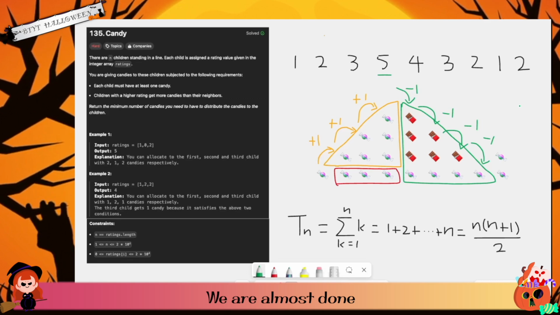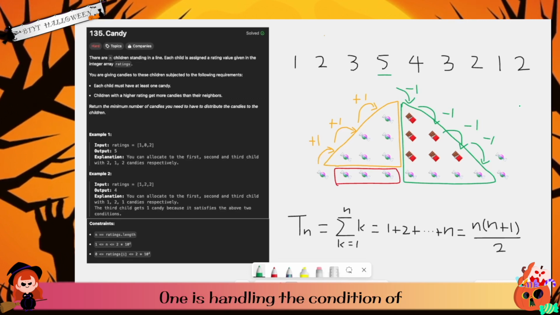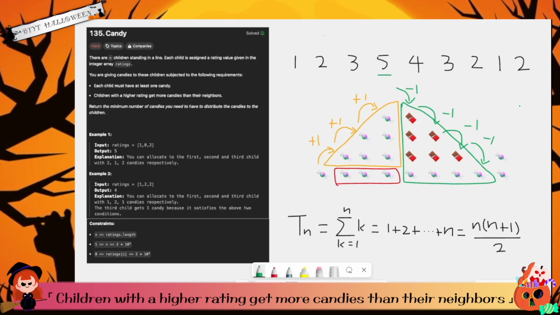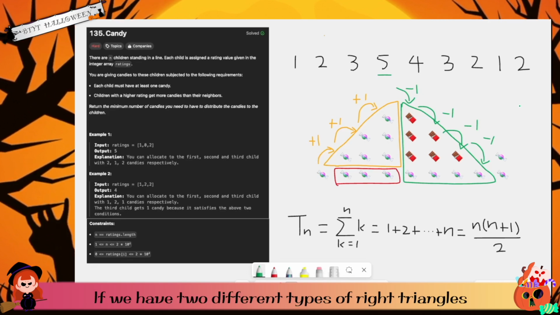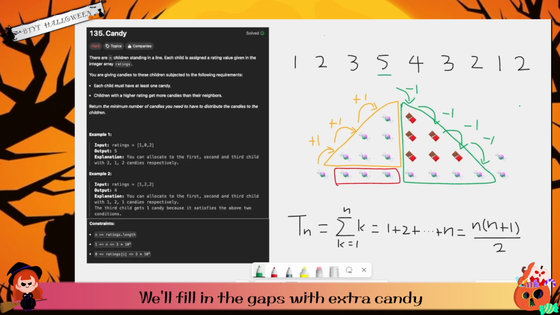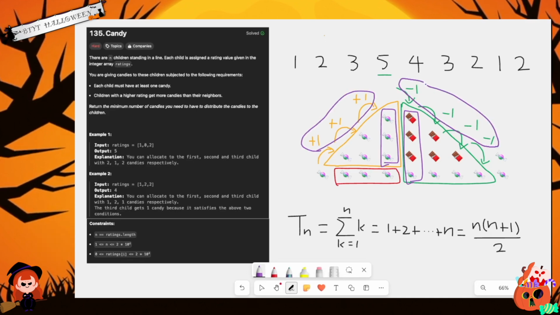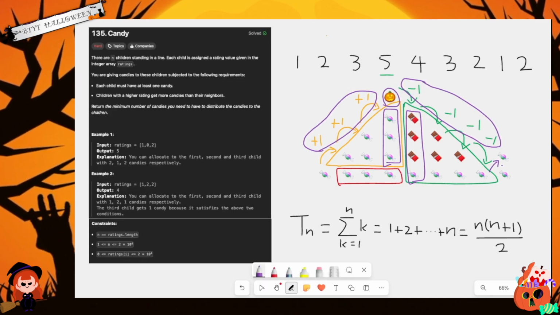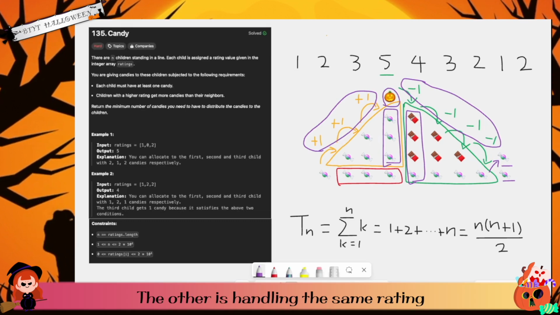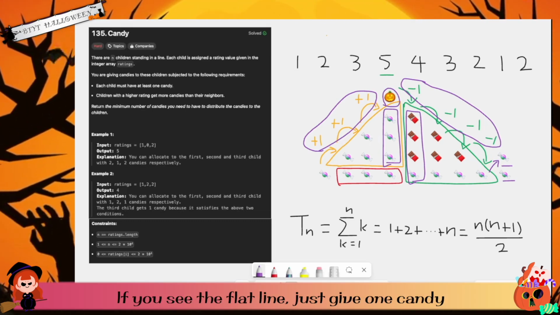We are almost done. There are a few things we need to handle. One is handling the condition that children with a higher rating get more candies than their neighbors. If we have two different types of right triangles that meet at different heights, we will fill in the gaps with extra candy. The other is handling the same rating. If you see a flat line, just give one candy.